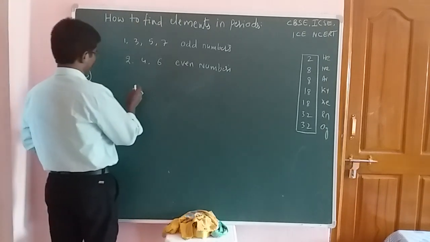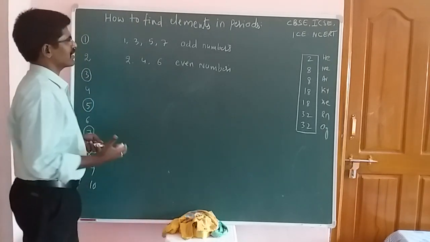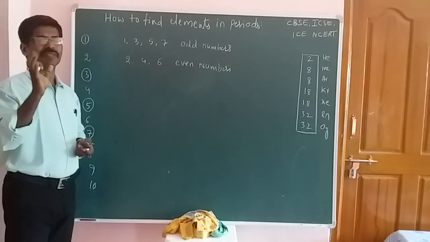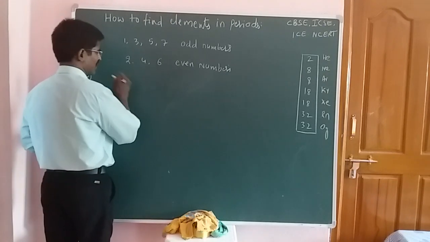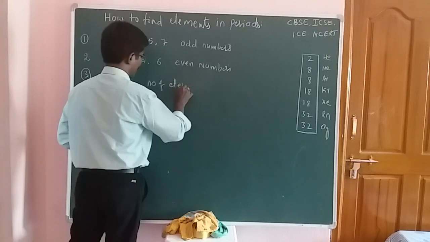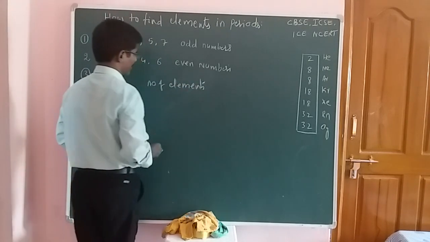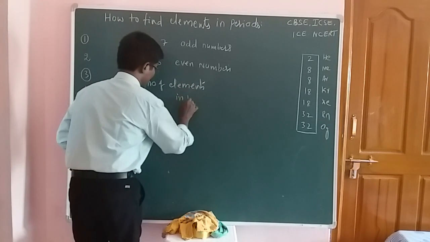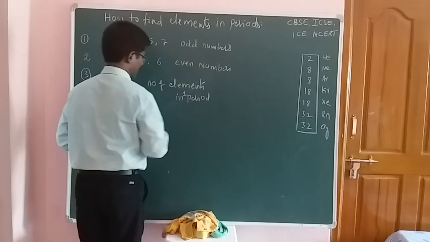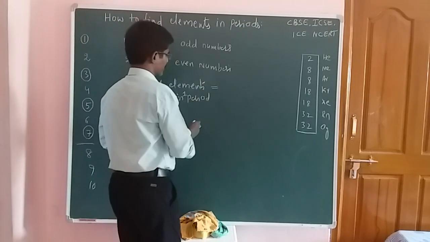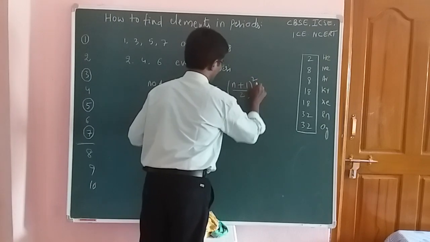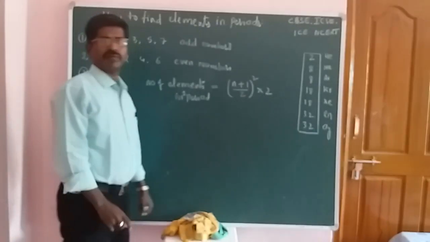Now first of all, find how many elements are present in the first period. I will write that formula. Number of elements in the first period is equal to ((n plus 1) upon 2) whole square into 2, okay, into 2.